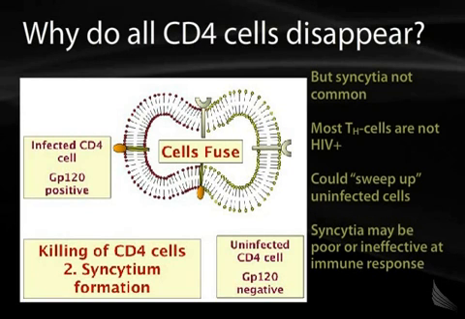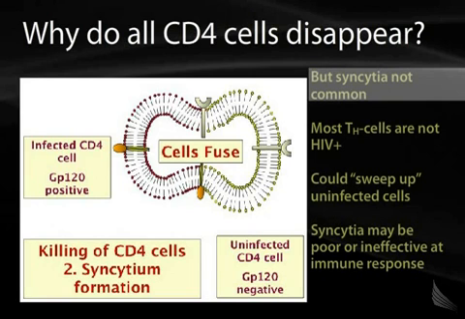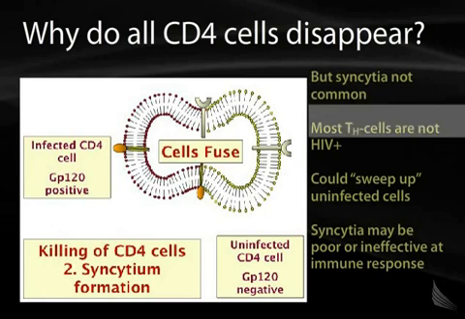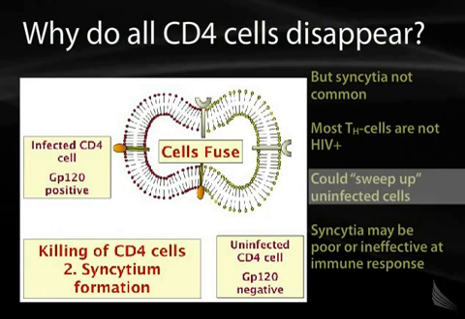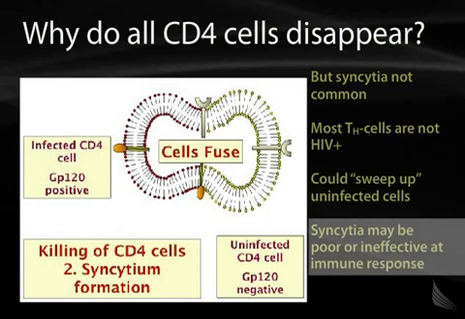CD4 cells disappear as they become killed by CD8 positive T cells. The syncytia are not very common, and when they do form, they're very fragile. Most T helper cells are not HIV positive, and they could sweep up uninfected cells, and the syncytium may be poor or ineffective at immune response.